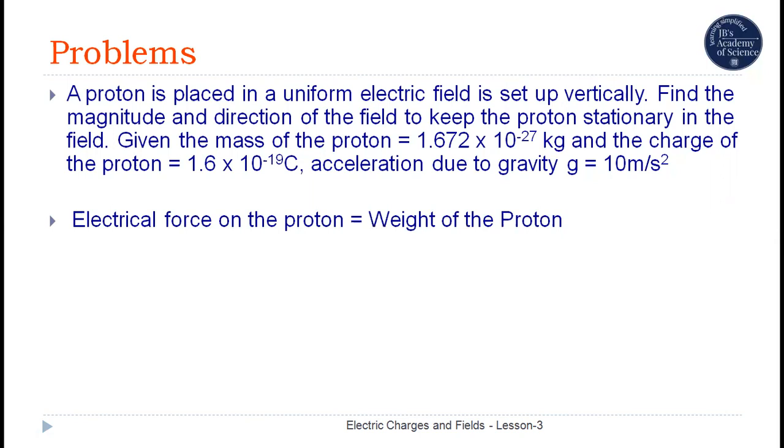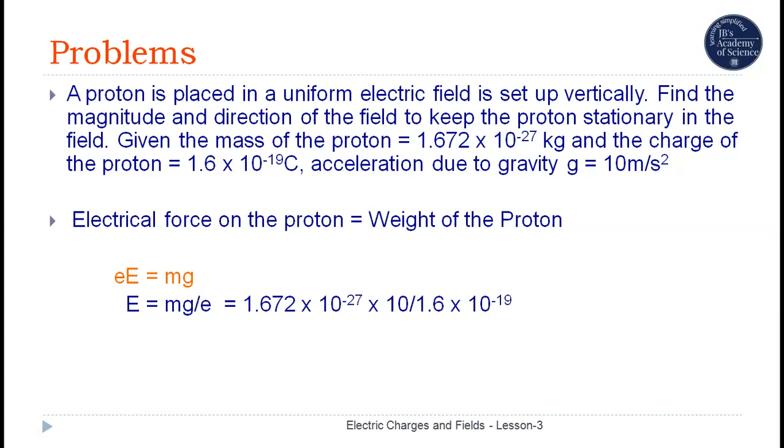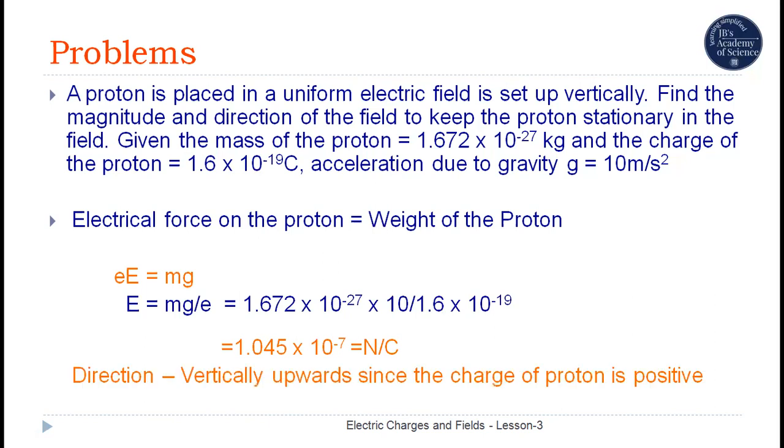Here, to make the proton stationary, the upward forces must be equal to the downward forces. Weight of the proton is acting downwards. Electrical force on the proton is acting upwards. So the electrical force on the proton is equal to the weight of the proton. That is, e into capital E is equal to mg, or electric field capital E is equal to mg divided by small e. That is 1.045 into 10 to the power of minus 7 Newton per Coulomb. Direction should be vertically upwards since the charge of the proton is positive.